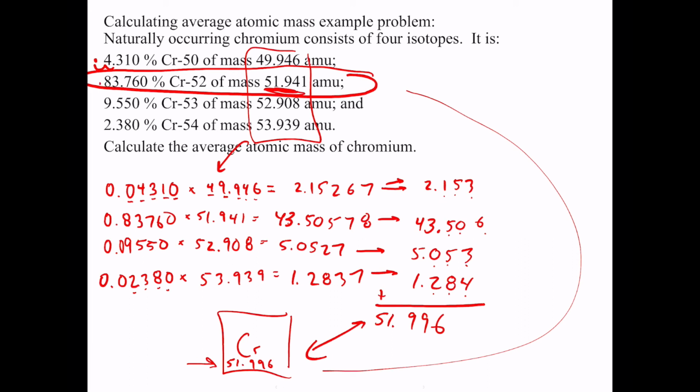Now, that's where this 83 becomes interesting. Notice that it's the highest percentage, which means in nature, you're more likely going to find one that's 52 or close to 52 AMU. So it makes sense that the number down here is very similar to the number that has the largest natural percent abundance. Doesn't always work, but sometimes it does.